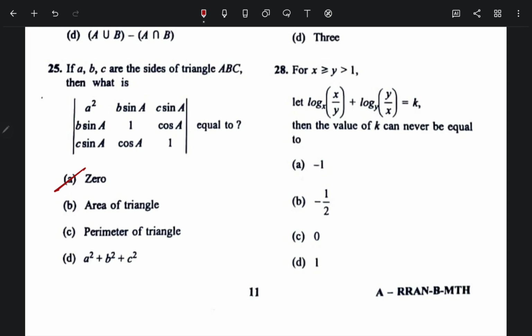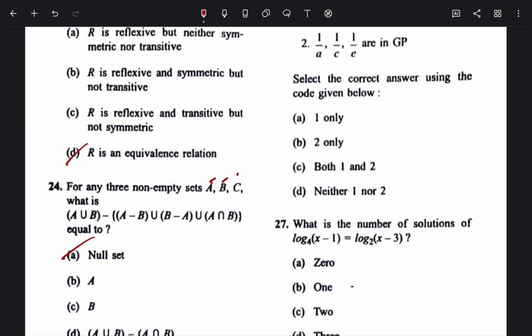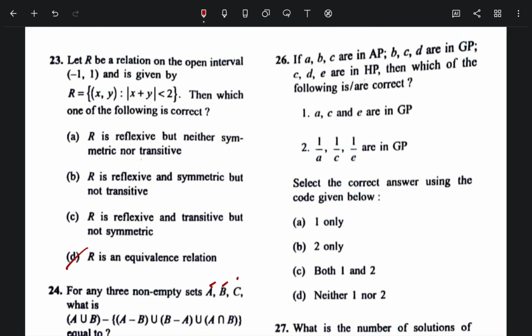So this is 0, because A, B, C are sides, and for B sin A, C sin A, and cos A, you can apply the ratios in the sine rule, and finally you take the determinant, everything will get cancelled, you'll find the answer to be 0.